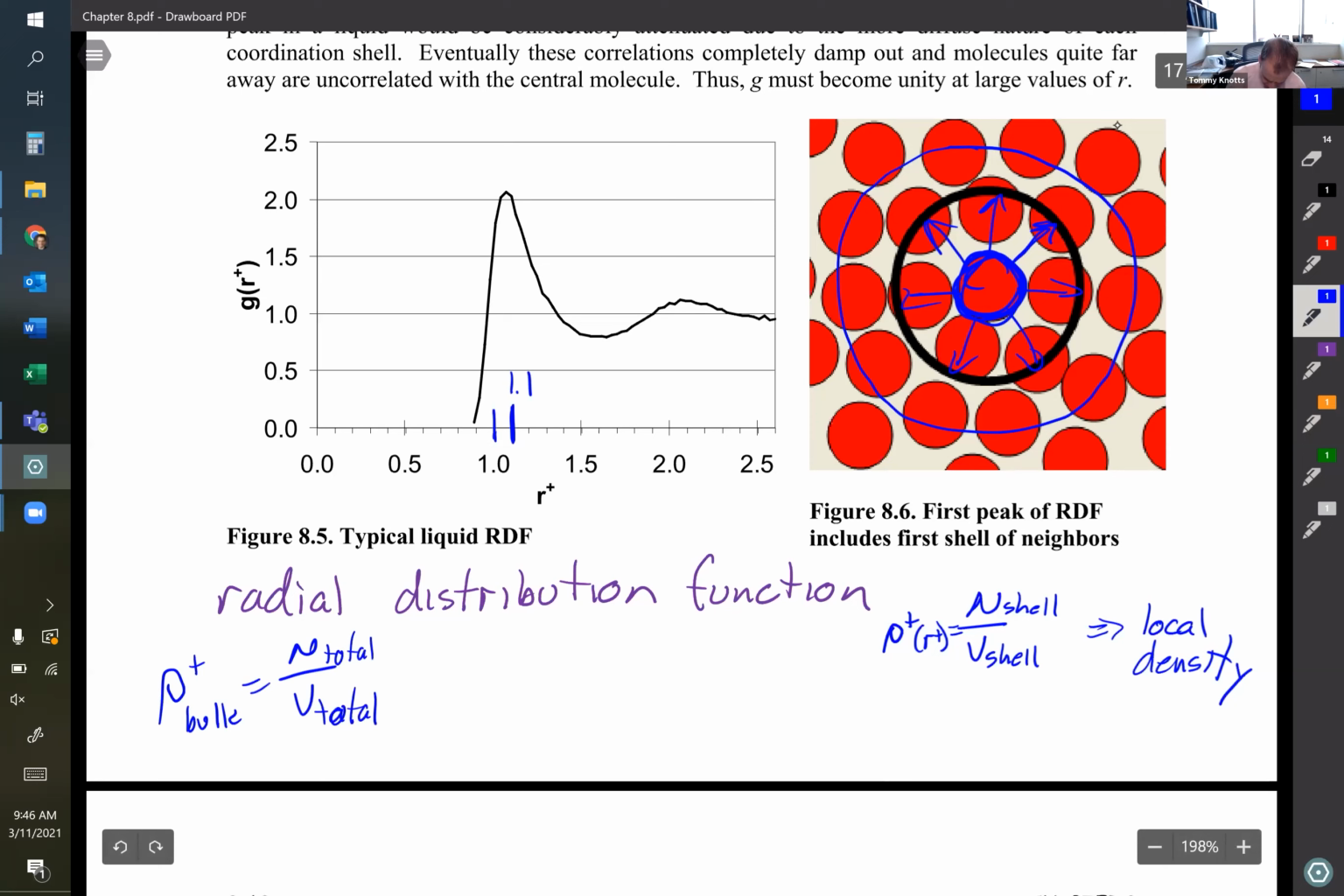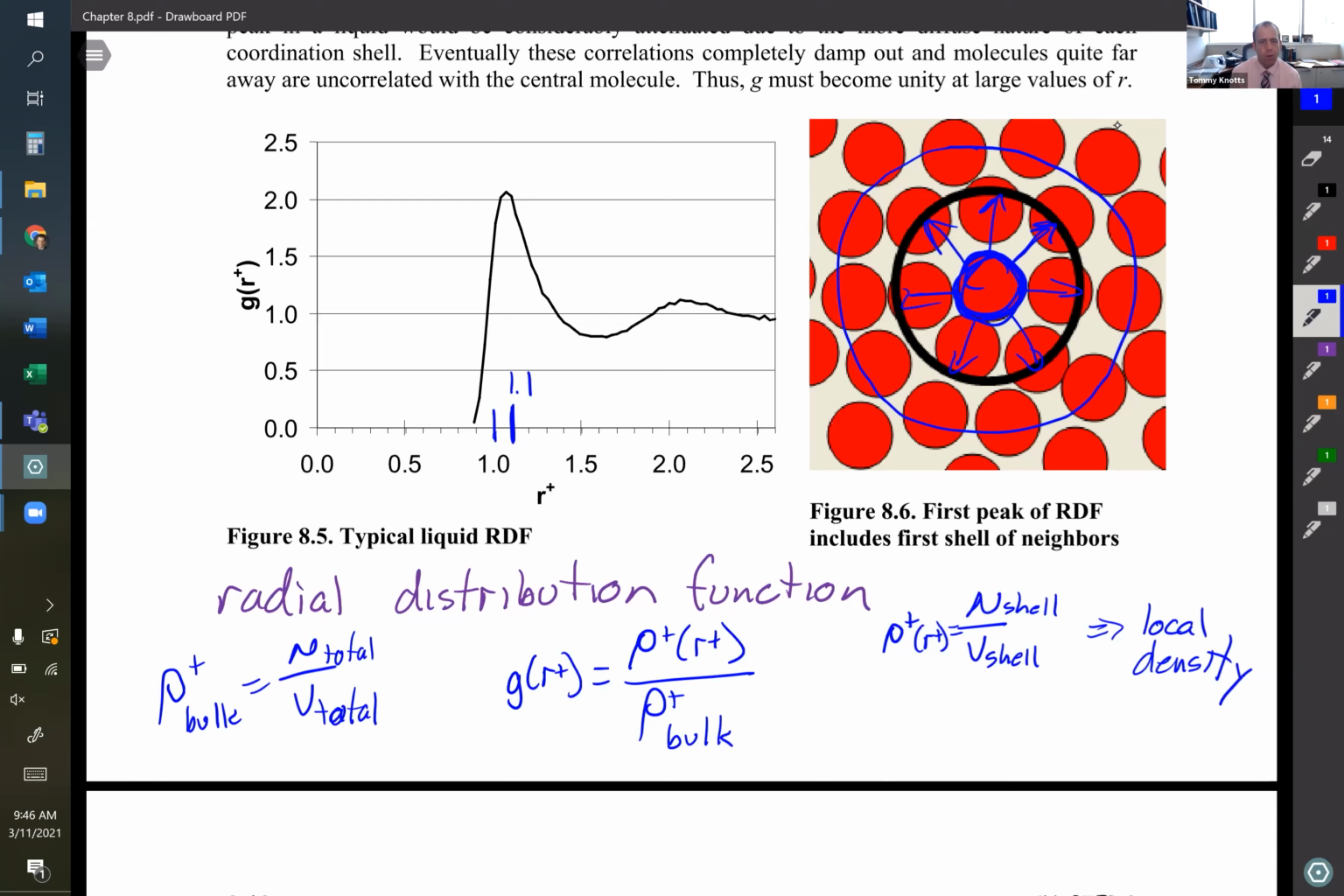And I'm going to define the radial distribution function g of r as rho at that r, so the local density, normalized by what the bulk would be. And if I define it like this, what this tells me is how likely it is that a particle is a certain distance away compared to the bulk. So eventually, as I look far enough away from my particle, this radial distribution function becomes 1 because my local density will equal my bulk density.